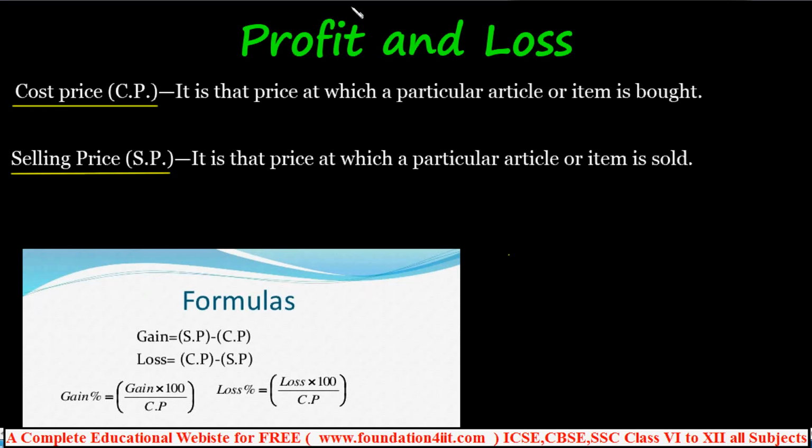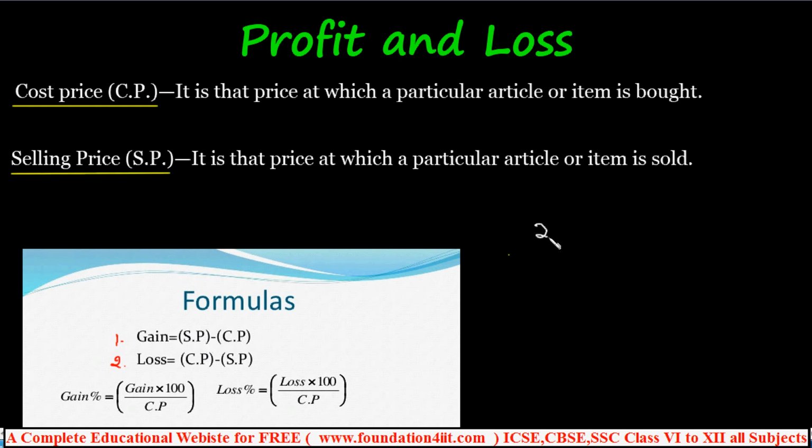Generally, profit means the selling price must be more compared to the cost price. If you sell for a higher amount, there is a profit. That's why the one formula here: gain or profit, both are the same. And one more is loss. Gain or profit equals selling price minus cost price.